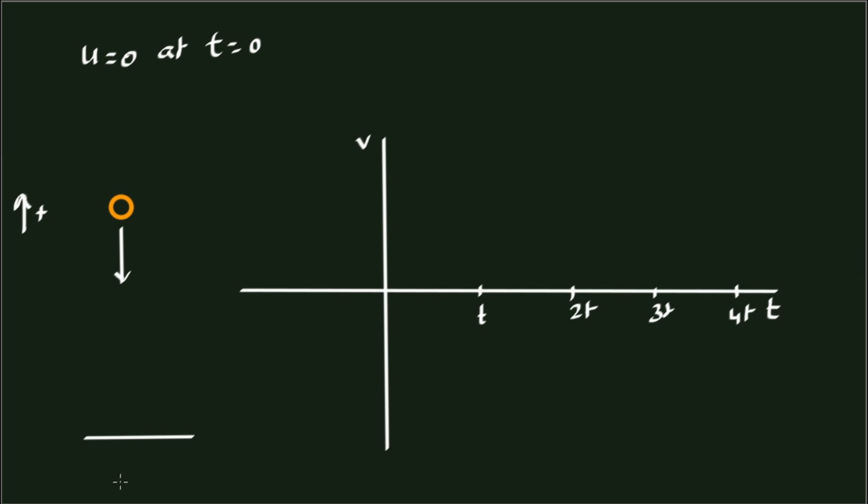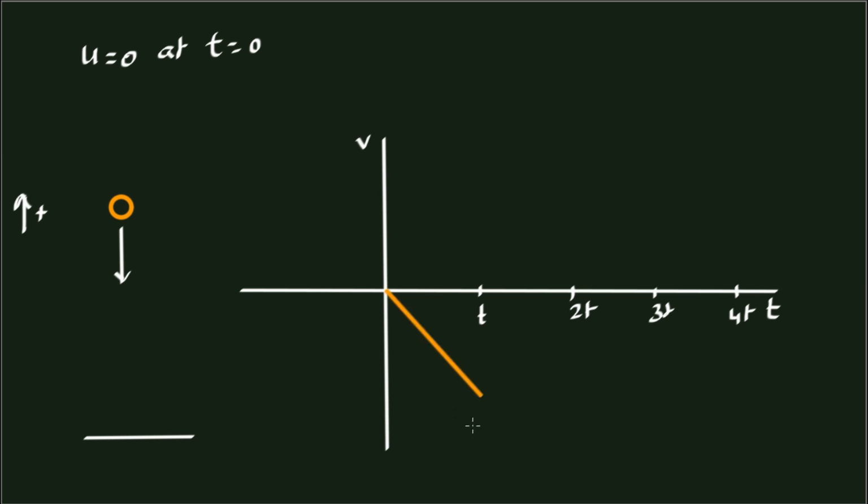That means the slope of the line is going to be negative and equal to minus g. It's going to be a straight line because v versus t, here the acceleration is constant. So uniform acceleration gives us a straight line of negative slope here, and it starts with zero velocity. So it starts here and it moves with a constant negative slope until it hits the ground.